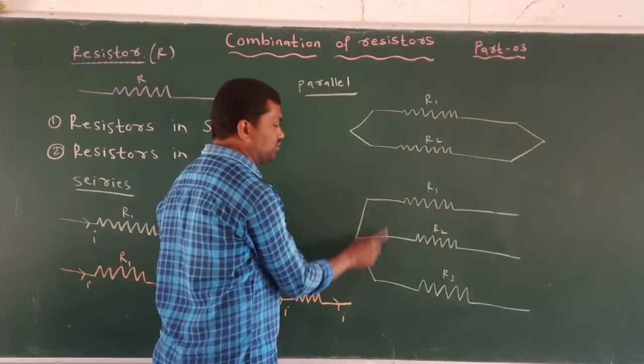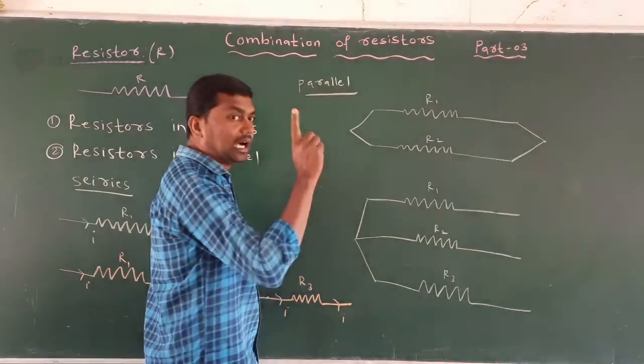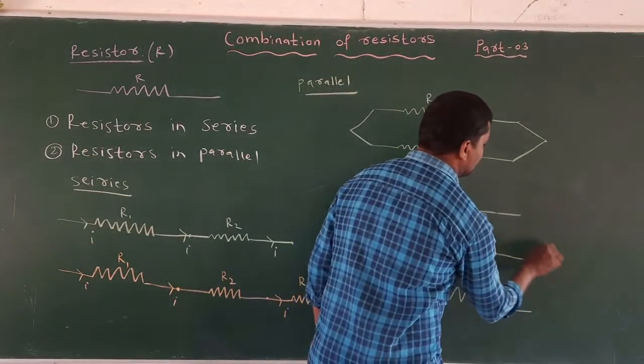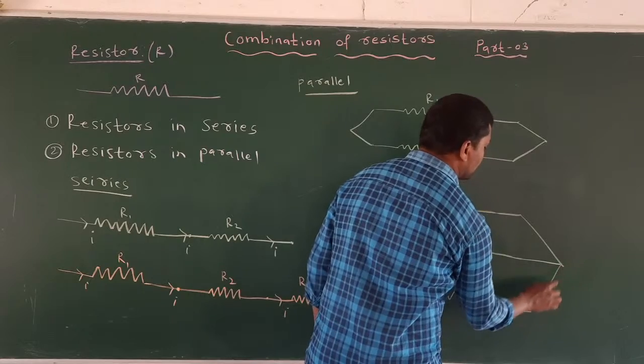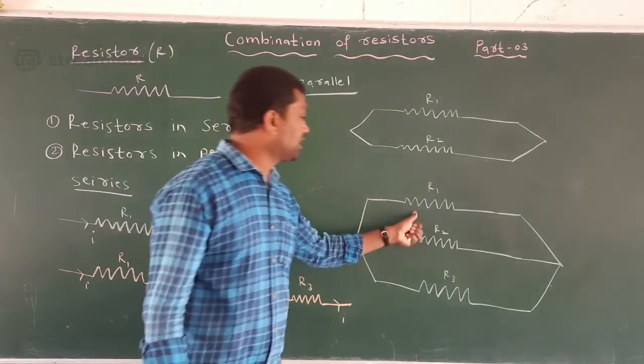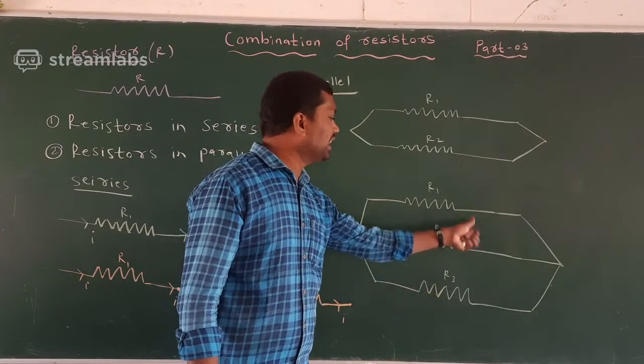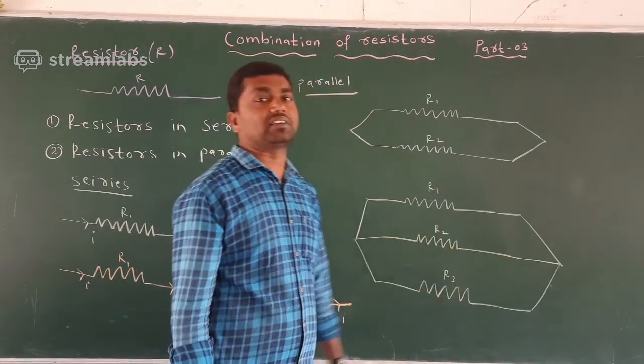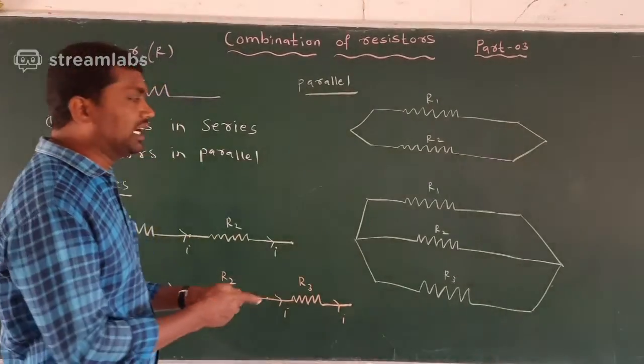So the first ends are connected to one common point, and the second ends are connected to a common point. This is the second common point. All the second ends of the resistors R1, R2, R3 are connected to one common point. So this is called parallel combination of resistors.